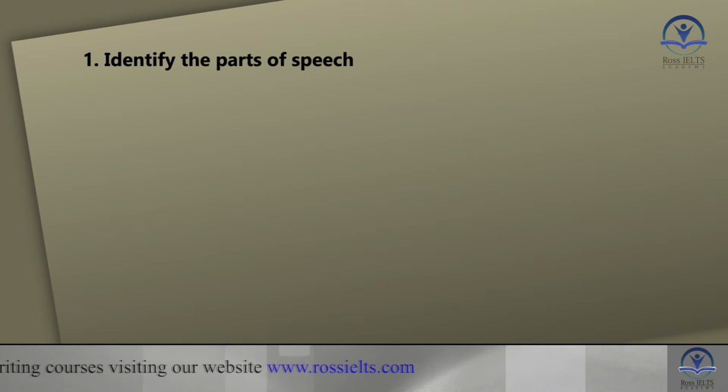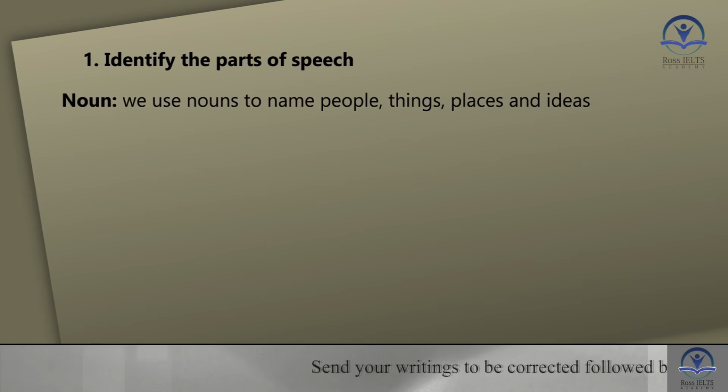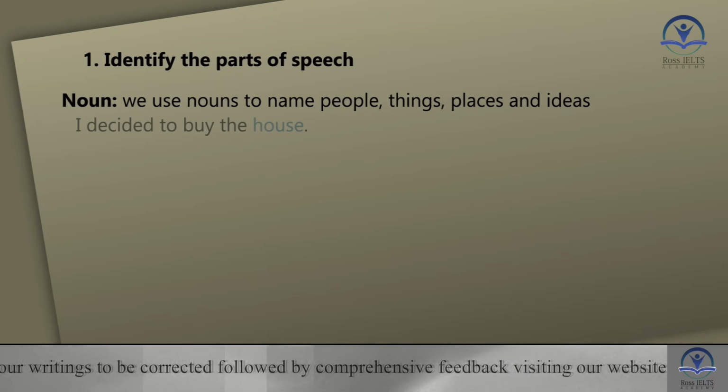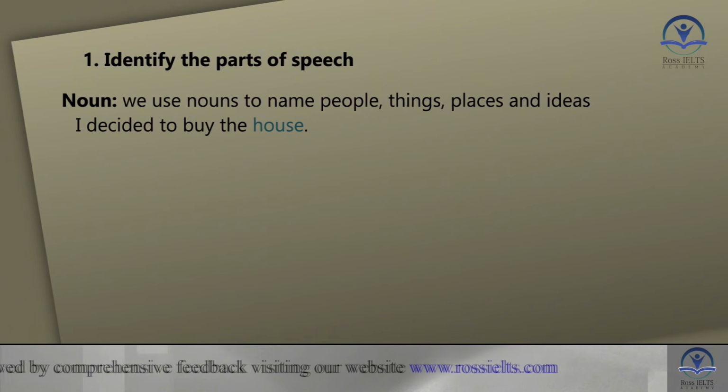The first one is to identify the part of speech. By part of speech, I mean how one word functions within a sentence. There are 8 parts of speech in the English language. The first one is a noun. As you know, we use nouns to name people, things, places, and ideas. For example, I decided to buy the house. The house is a noun.